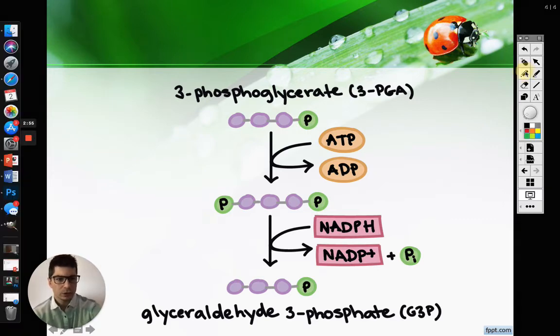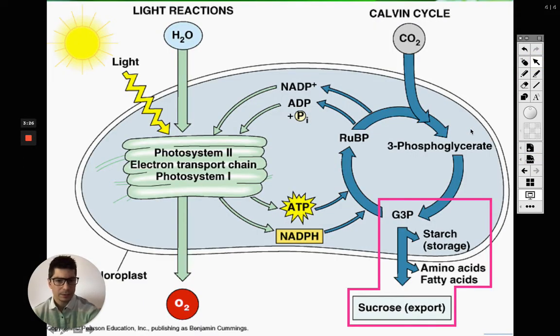Once we use our ATP and it turns into ADP, the ADP is going to go back to photosystem 2, and our NADP plus is going to go back to photosystem number 1. All right? So that's the cycle between our ATP and our ADP and our NADPH and our NADP plus.